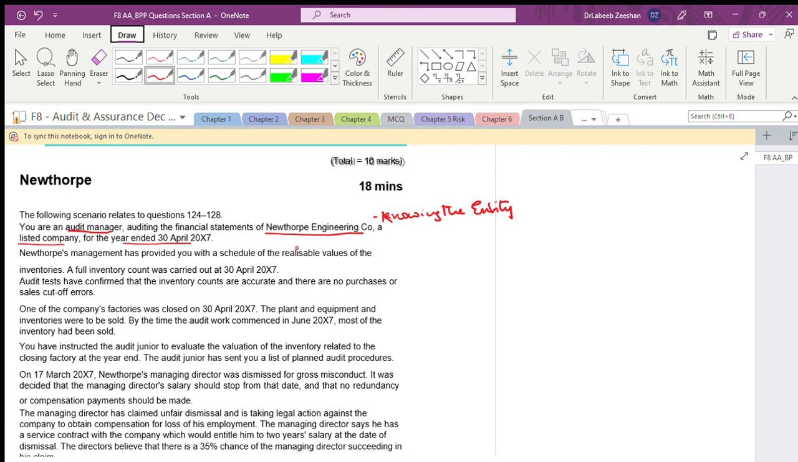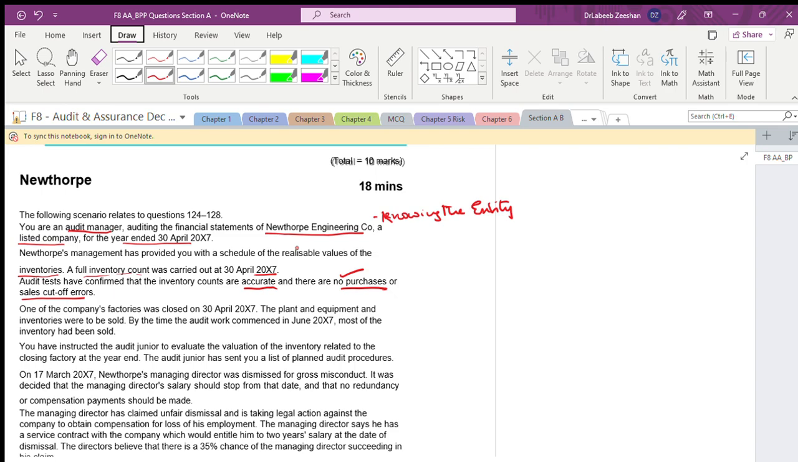Newthorpe management has provided you with the schedule of net realizable values of inventories. They are focusing on inventories. A full inventory count was carried out on 30th April 2007. Means they are talking about the inventories that have been counted, a full inventory count. Usually, if it is a full inventory count, it will not happen in the external audit. It will happen mostly in the internal audit. Audit tests have confirmed that the inventory counts are accurate and there are no purchases or sales cut-off errors. Fine. That's a very positive message which we are getting.